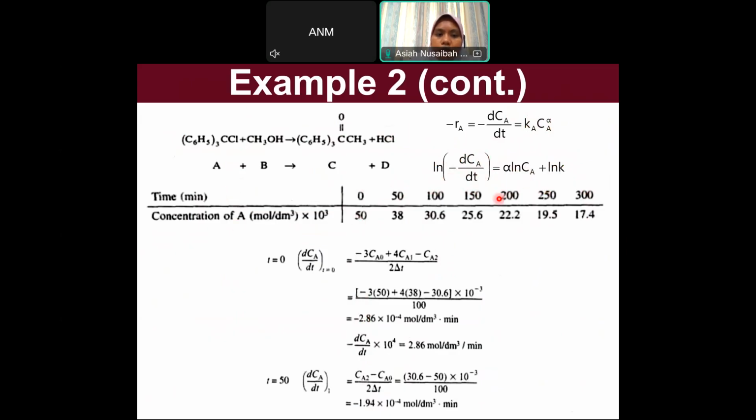We have time, we have concentration, and we find the initial data, dCA over dt at time equals 0. We're going to use the 3 sets of data, 50, 38, 30.6. So this is the value. We're going to use the equation I have shown just now. We got the value of dCA over dt. Then we find the intermediate, using the second set of equations.